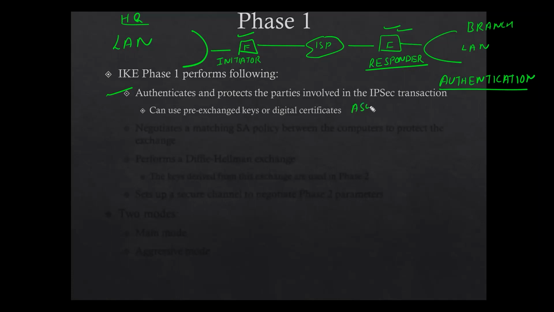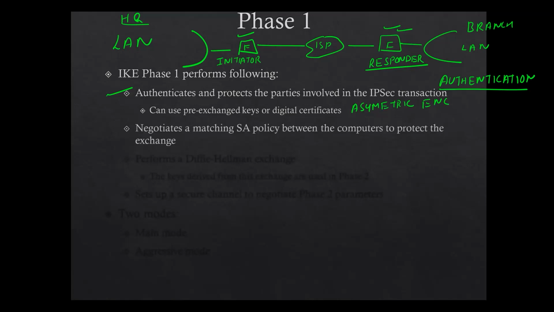So, asymmetric encryption. It negotiates a matching SA policy between the computers to protect the exchange. A little tricky.